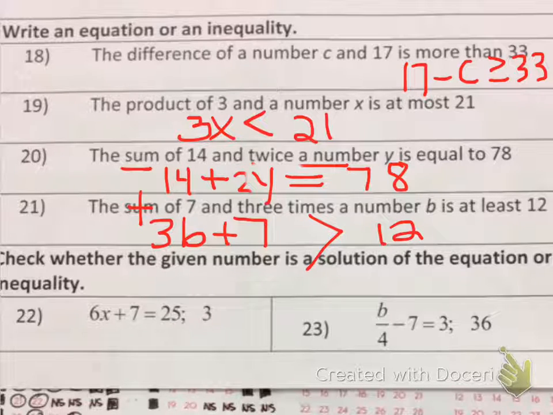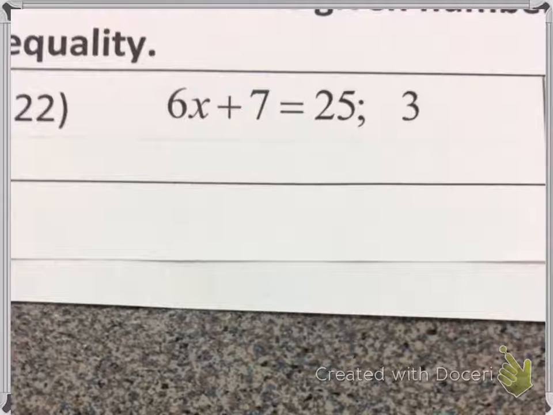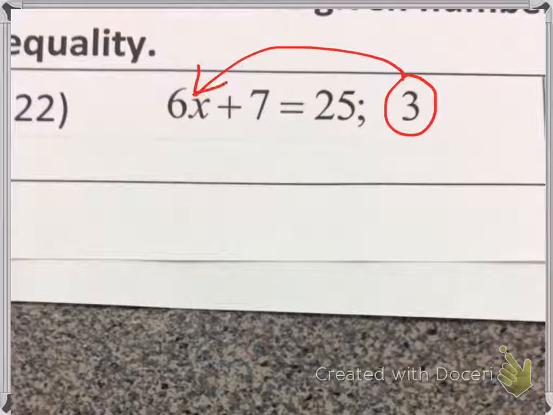Okay, so what we really do is we just read those, look at the words that we know and what they mean, and then write the inequalities or equations with them. The last kind of problem we're going to do today is to check whether the number is a solution to the equation or inequality. So what we're going to do is substitute this number in place of the x and see whether or not it satisfies the equation.